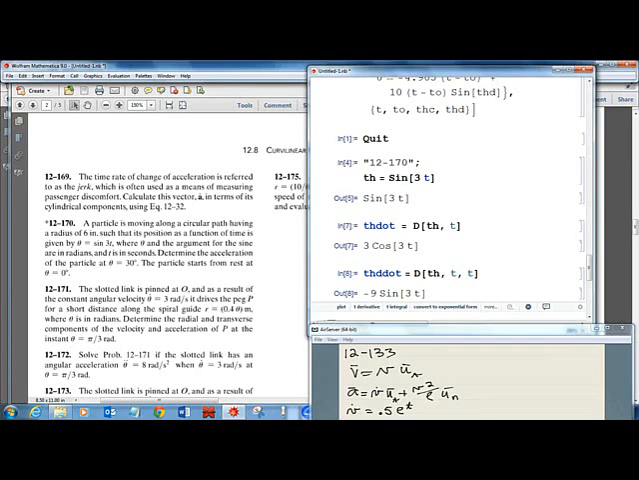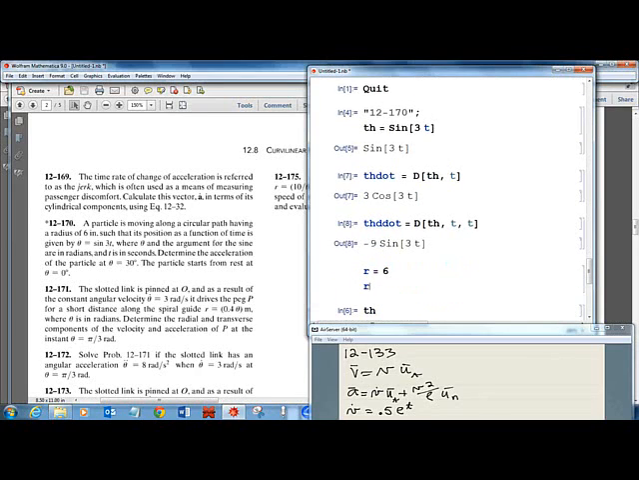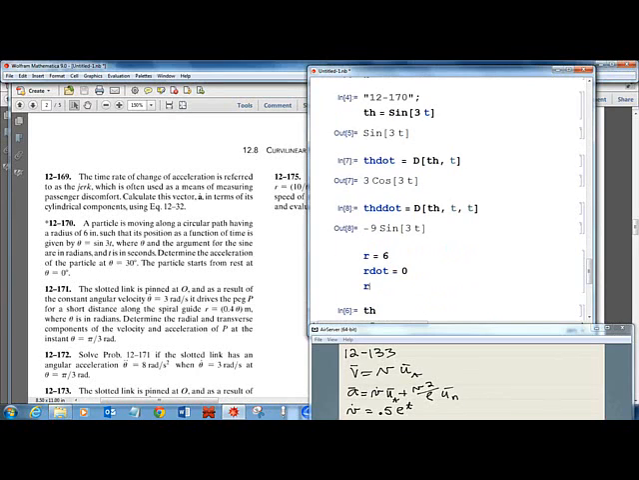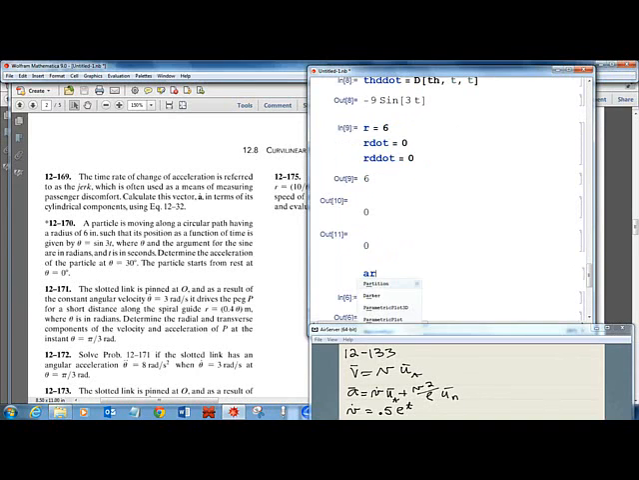Okay, so what's the acceleration? You remember the formula? Let me say R is, what was R? 6? R dot was 0, and R double dot is 0. There we go. Okay, so acceleration in the R direction is, you remember the formula? R double dot minus R theta dot squared, right? So that's the radial component.